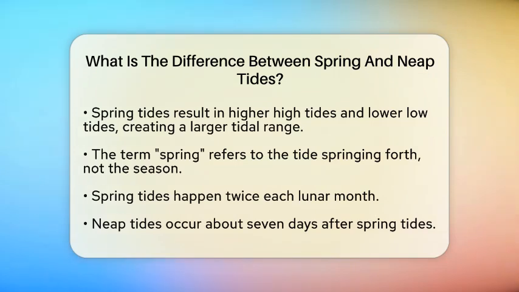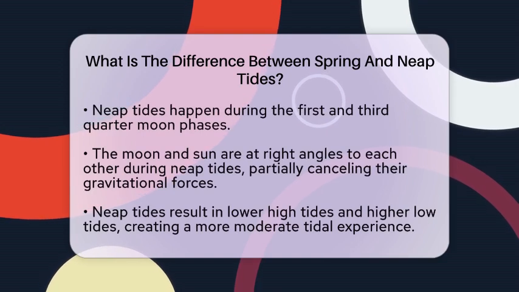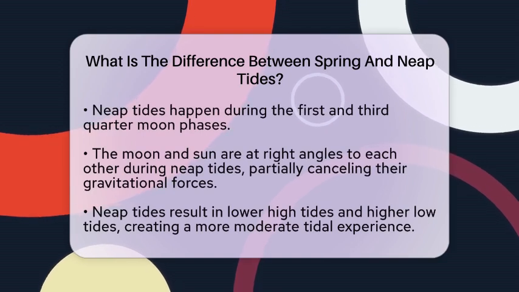In this position, their gravitational forces partially cancel each other out. This leads to weaker tidal forces, resulting in lower high tides and higher low tides compared to spring tides. The difference between high and low tides is less pronounced during neap tides, creating a more moderate tidal experience.